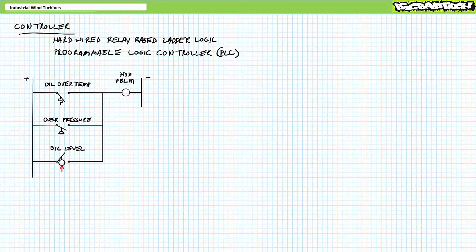Finally, if the oil in the reservoir ever falls below the reset value of the float switch, the normally closed float switch being held open recloses and energizes the coil of the hydraulic problem relay. Wired in this parallel fashion, any one of these trouble conditions in isolation or any combination of these trouble conditions acting simultaneously can energize the hydraulic problem relay.